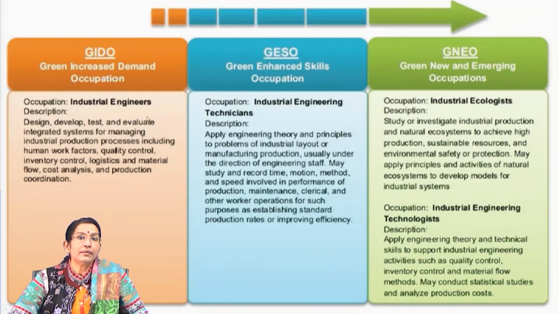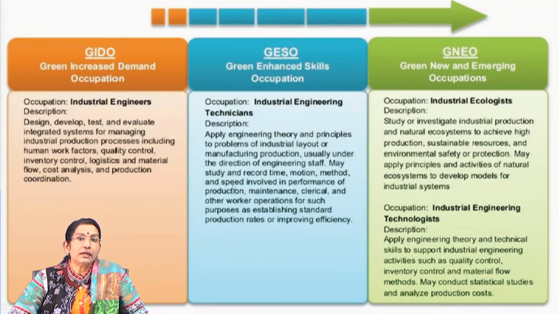The description is to design, develop, test, and evaluate the integrated systems of managing industrial production processes, including human work factors, quality control, inventory control, logistics, material cost analysis, etc. That is the increasing demand for industrial engineers. Second, what are the green skills required? That is the green enhanced skills occupation, like applying the engineering theory and principles to problems of industrial layout or manufacturing production, usually under the direction of engineering staff.